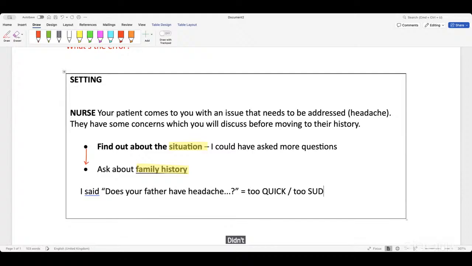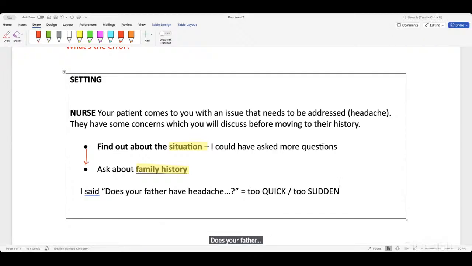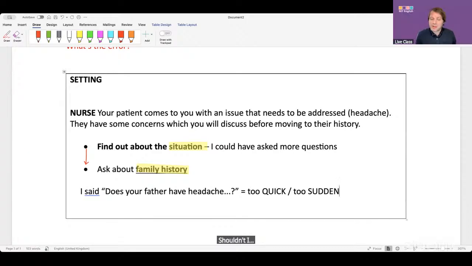Didn't it sound a little bit invasive and almost too personal to suddenly be like, does your father? Yeah, it does. Shouldn't I say something before I start to talk about family history? What if he doesn't want to talk about it? Should I make him talk about his father? No, right? Of course. What do I need to do here?